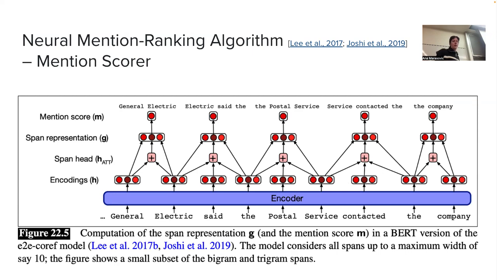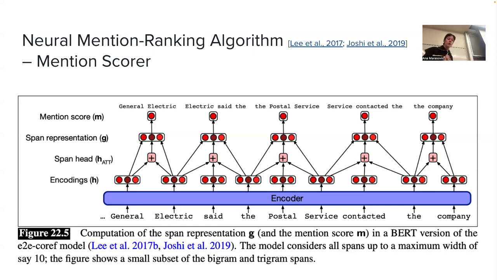So the first part is to decide whether something is a mention or not. Here we need to do a couple of things. We first have our text: General Electric said the postal service contacted the company. That's going to be placed into an architecture, and it doesn't matter which one. It can be a transformer. You can imagine this is a transformer encoder, and after 12 layers, 12 encoder blocks, you now have a contextualized representation of each one of these words. This would be the output of the final layer of a transformer encoder, for example.